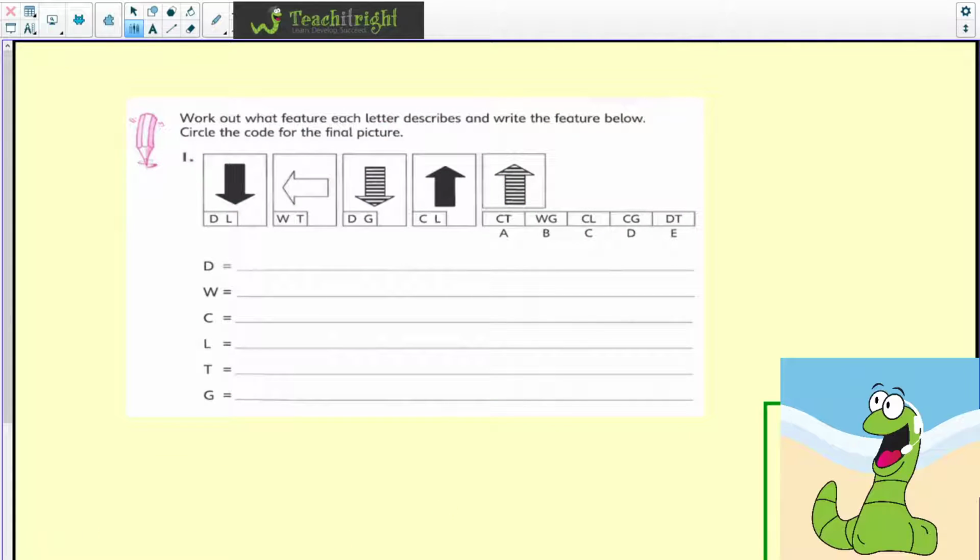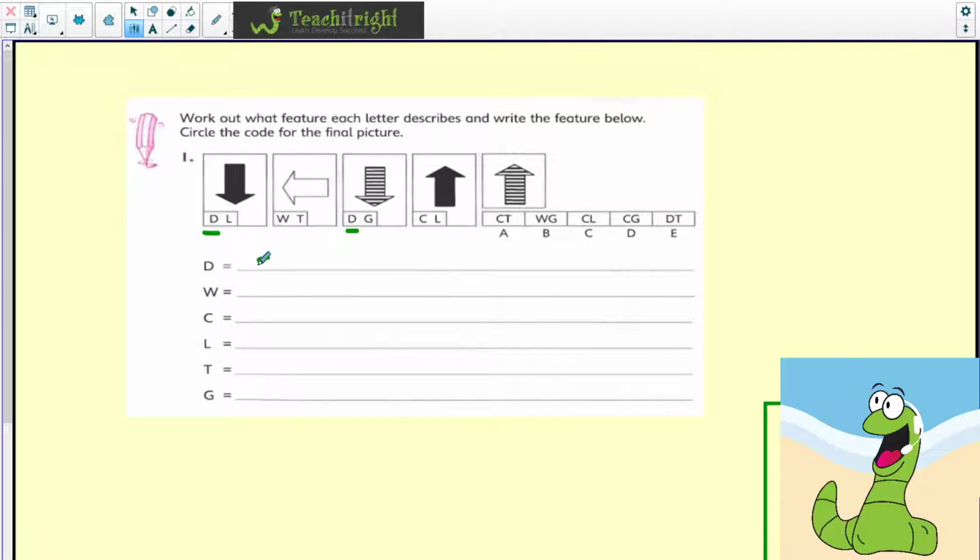Right, I'd like you to have a go at this one now. So again, if you want to pause the video, this would be a good opportunity to do that. Let's have a little look at what we've got. So first of all, going to focus on the two Ds. And the two Ds are pointing down. So it's really about position in terms of where they're pointing.